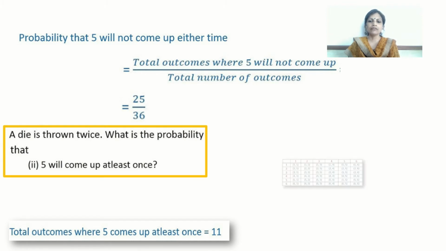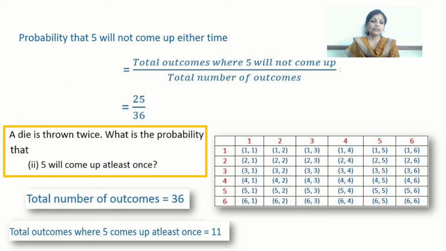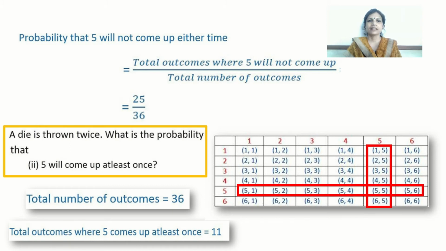See now, we have total number of outcomes as 36 and total number of outcomes where 5 comes at least once, that we have already calculated. This is the place where 5 has come at least one time, and that is equal to 11. Now once you get the favorable outcome, finding probability is easy. So you just have to make use of our formula for finding the probability and find out the probability of getting 5 at least once. And this is for your homework. You will complete the sum.